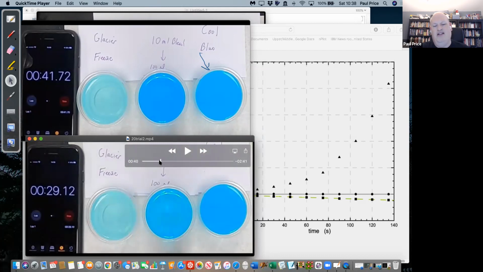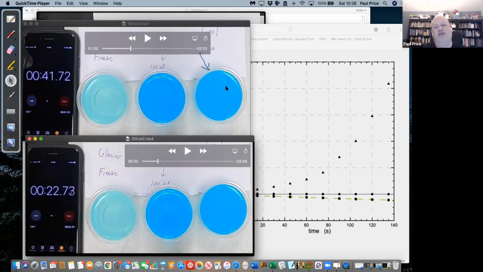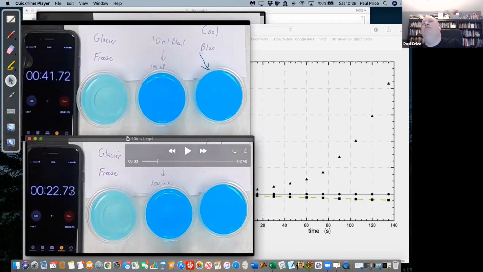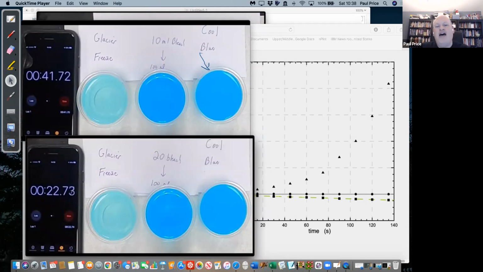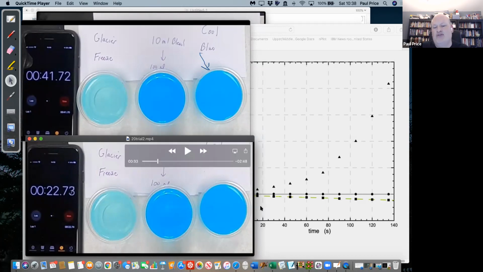They hit the same color sometime around in there. And look at the difference in the two times. Here, to reach the same blue food coloring color was 41 seconds, and here it was 22 seconds. Well, if it took less time to reach the same color, that means that the rate is faster here for the 20 mil reaction than it was for the 10 mil reaction.